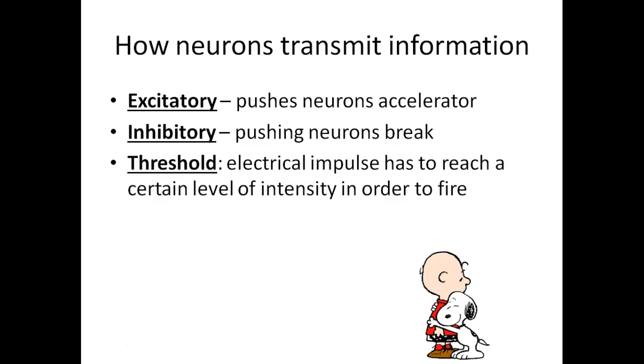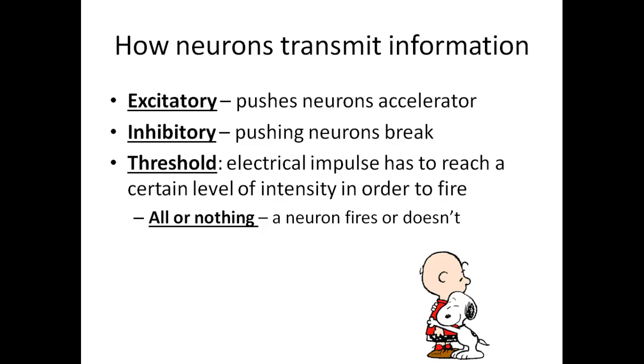However, either way, it has to hit a certain intensity in order for the neuron to fire. The neuron's not just going to fire on its own. It has to hit a very specific intensity, and that's called the threshold. It's an all or nothing principle. Either the neuron fires or it doesn't fire.